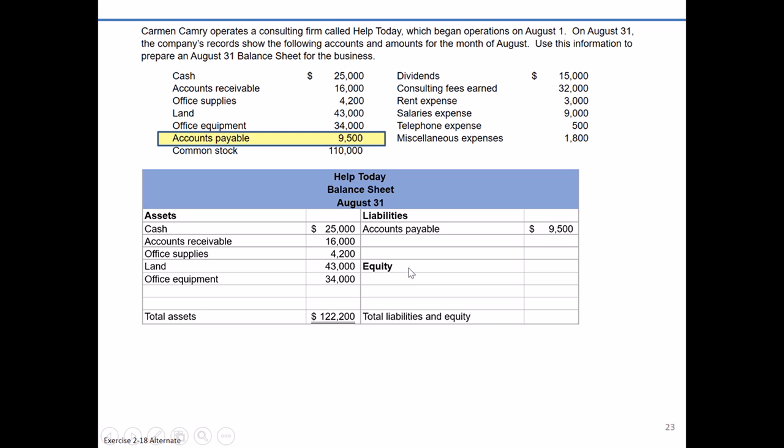The other type of claim against the assets is the owner's claim against the assets, or equity. So we'll move on to that next. Equity includes two major overall components. One is common stock. So we're going to list common stock for $110,000. That's the amount of ownership interest invested by our shareholders. So what they've invested into our corporation.